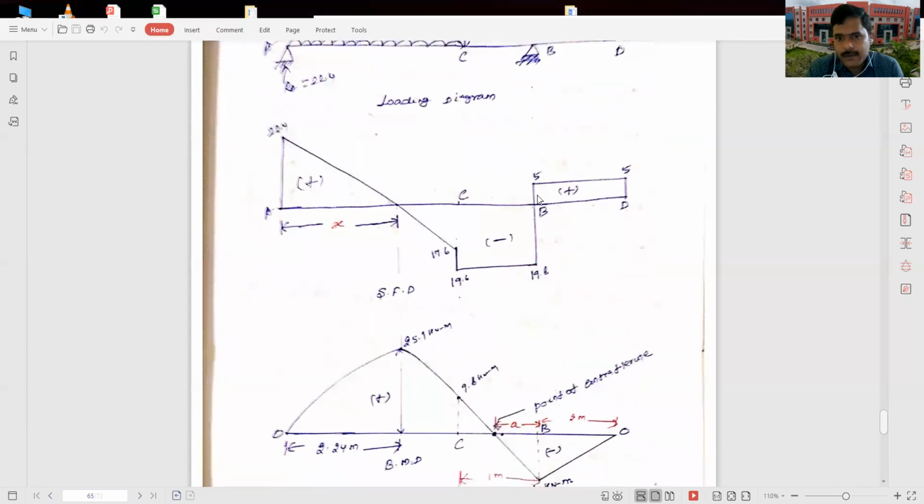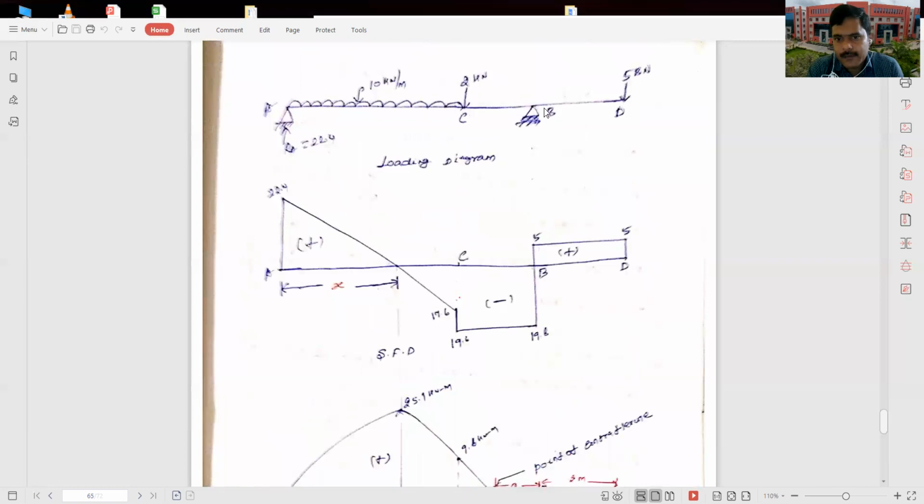And in between B and D, there is no load. Therefore, this plus 5 kilonewton is continuous up to point D. Here plus 5, here minus 5, downward minus 5. So plus 5 minus 5 comes to 0 at D. Isn't it? So shear force at the point A will start at 0. Then because of the reaction RA, 22.4, it is increasing.